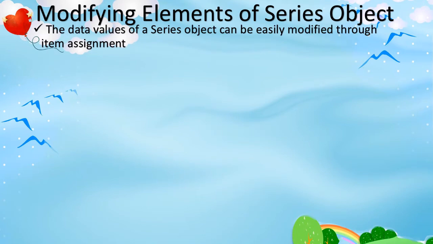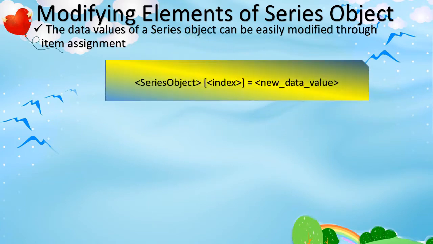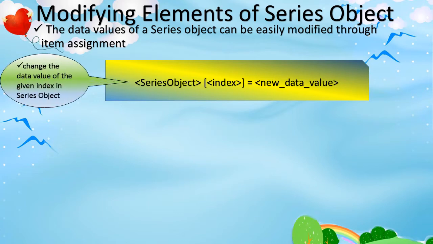Modifying elements. After creating the data and sending the data into a series object, we can modify it easily through the syntax: series object square bracket index equal to new value. This one is to assign the new value for the existing index in the series object.